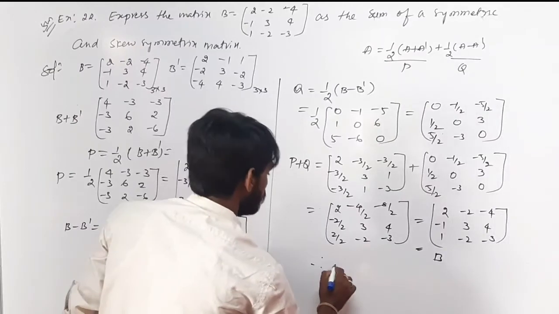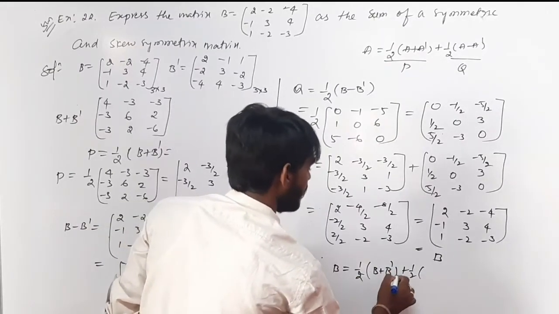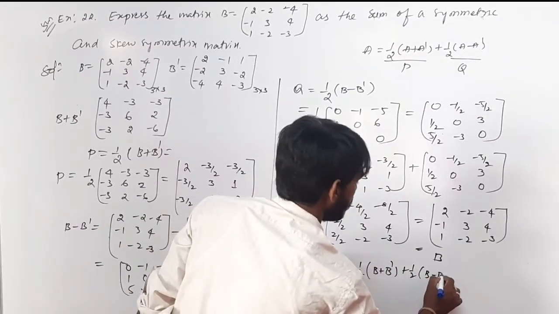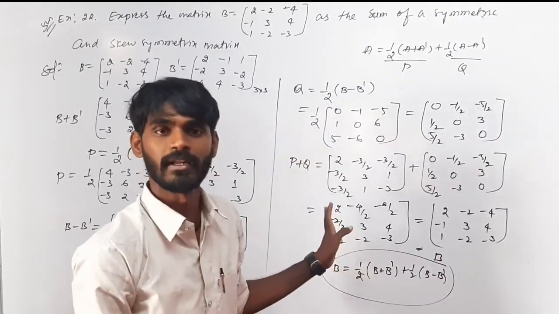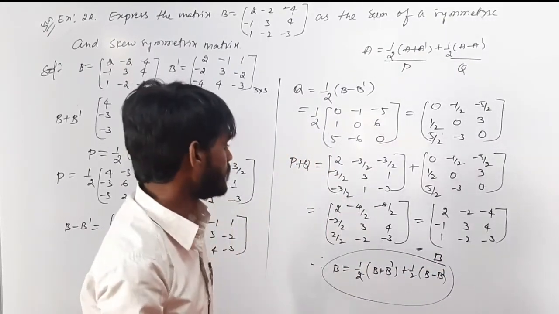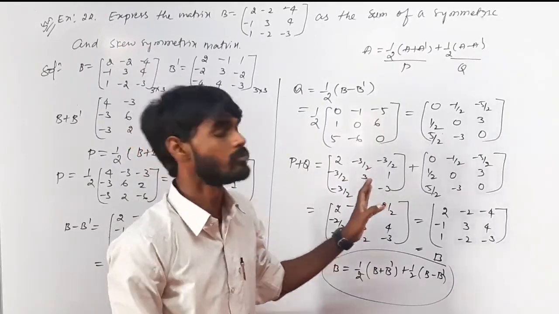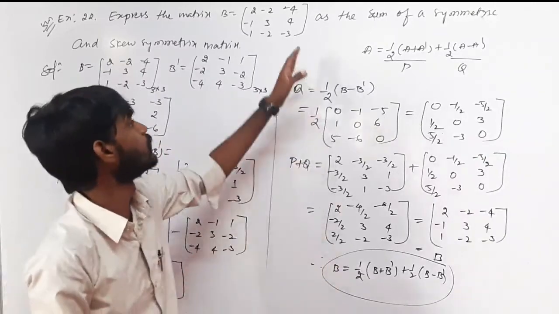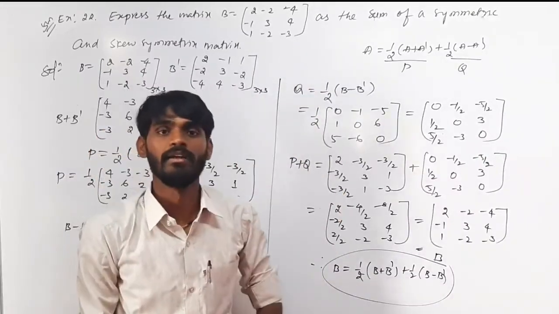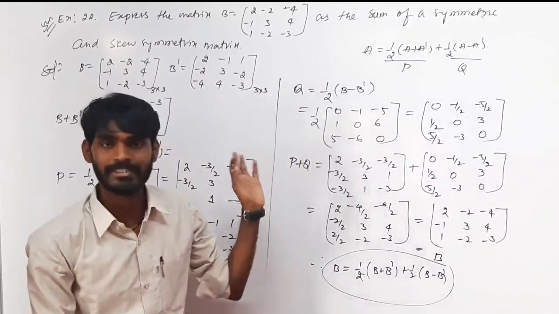Therefore B equals 1 by 2 of B plus B dash plus 1 by 2 of B minus B dash. So this is a sum of a symmetric and a skew symmetric matrix. This question will be asked for 5 marks when the order is 3 cross 3. Suppose the matrix order is 2 cross 2, the question will be for 3 marks. So please pause the video and note down.